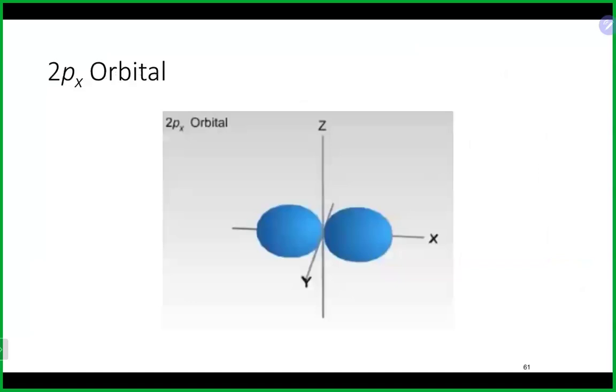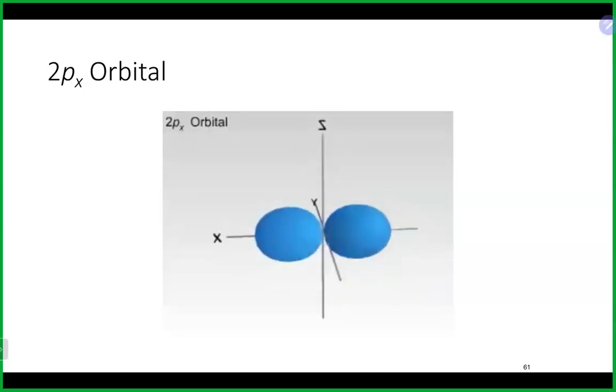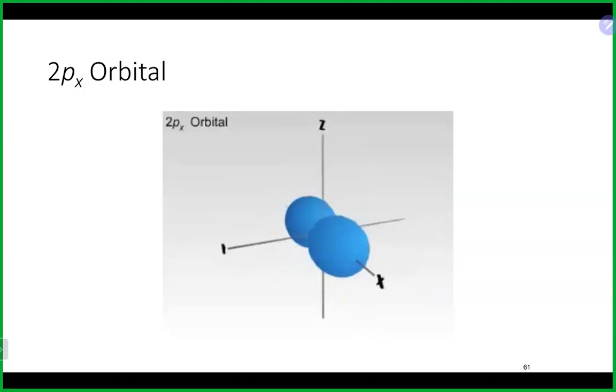All right, so here's what the p's look like. The 2px orbital is in the shape of a figure 8 along the x-axis. And you can see it's kind of like a figure 8. In the middle of those two lobes is the node and kind of where the nucleus is, and where the little figure 8s are on the sides is where the probability of finding an electron would be.